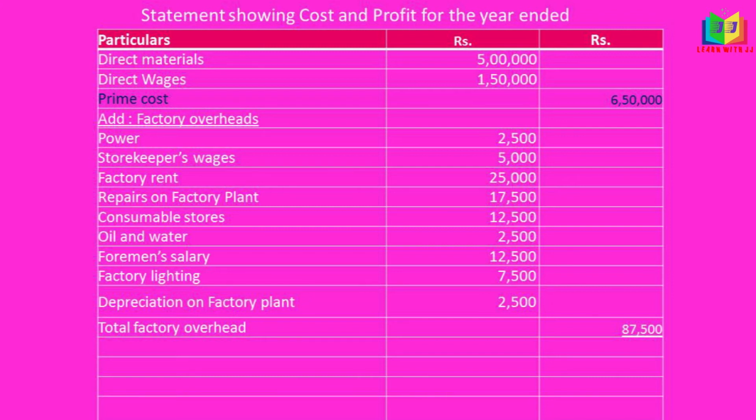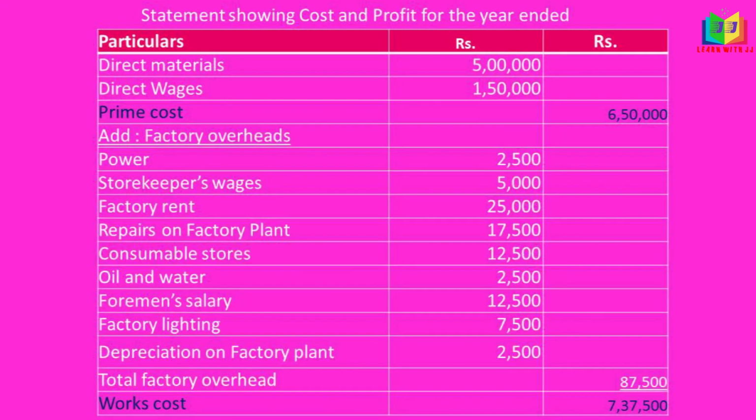So I have written all this, and the total of the factory overhead is 87,500. Now we have to add this prime cost with this factory overhead. So I'll get 7,37,500. This is the work cost.